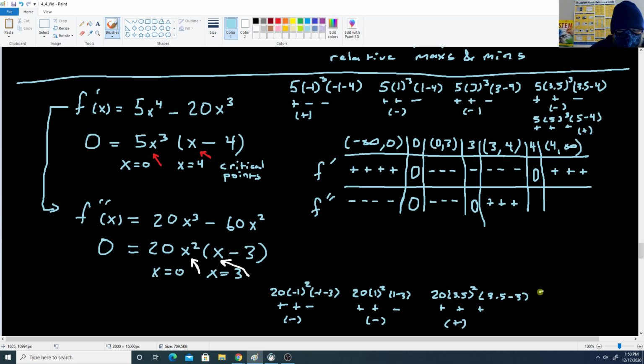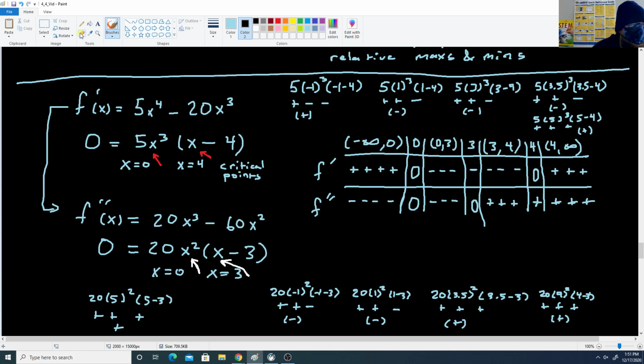If we try 4 itself, that's 20 times 4 squared times 4 minus 3. 20 is positive, 4 squared is positive, 4 minus 3 is 1, which is positive, so we're positive. Then finally, if we look at 5, I guess we'll do it over here. 20 times 5 squared times 5 minus 3. 20 is positive, 5 squared is positive, 5 minus 3 is also positive, so we're positive out in that region. Okay, so we got all of our plus minus stuff.